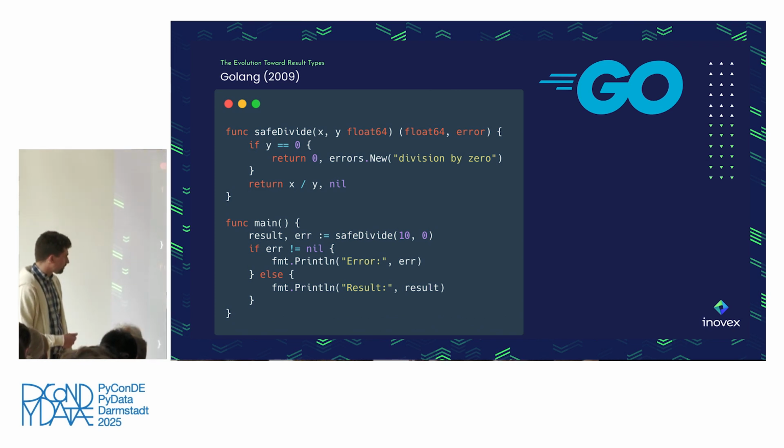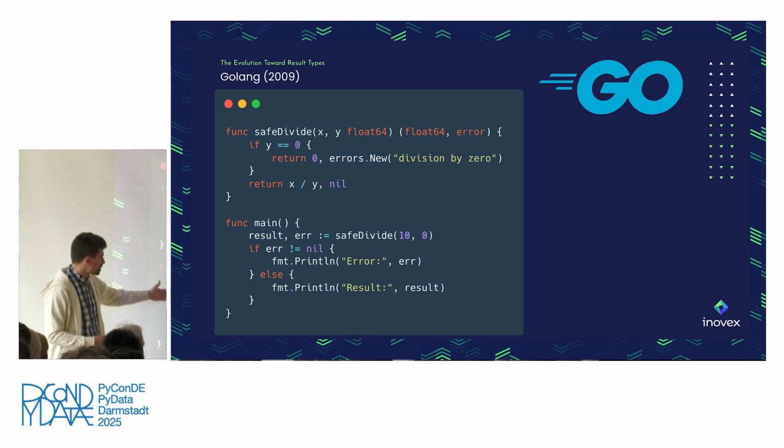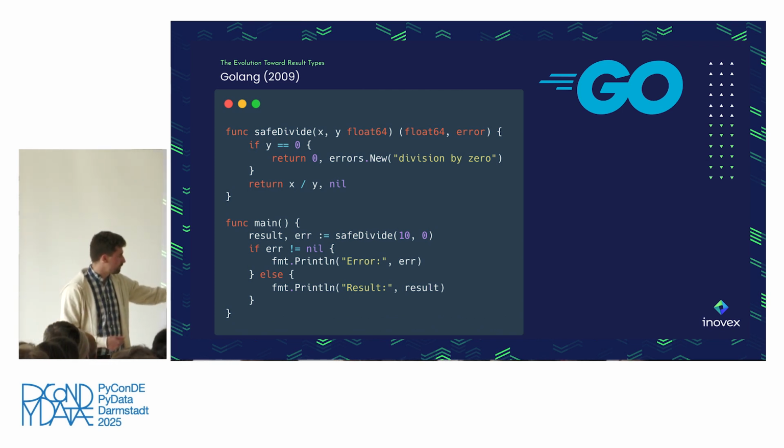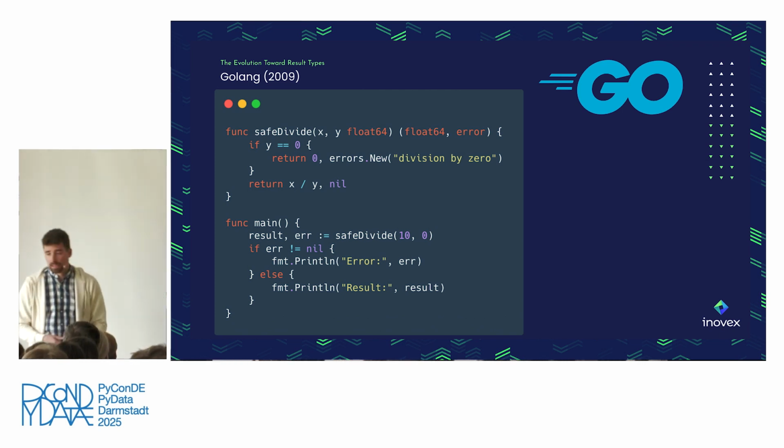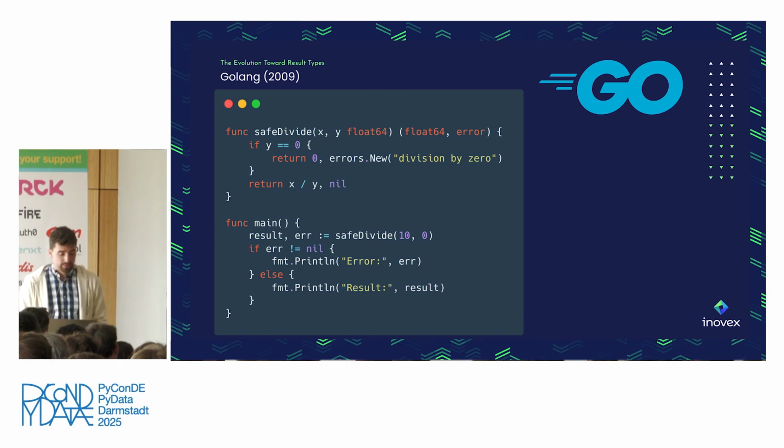And then we check if there was an error, and we handle the error or we handle the result. So this would be the way to do it in Go, or like the easiest way. What Go doesn't do is that there's no unpacking, so Go does not really enforce that you handle the error. Of course, you should.